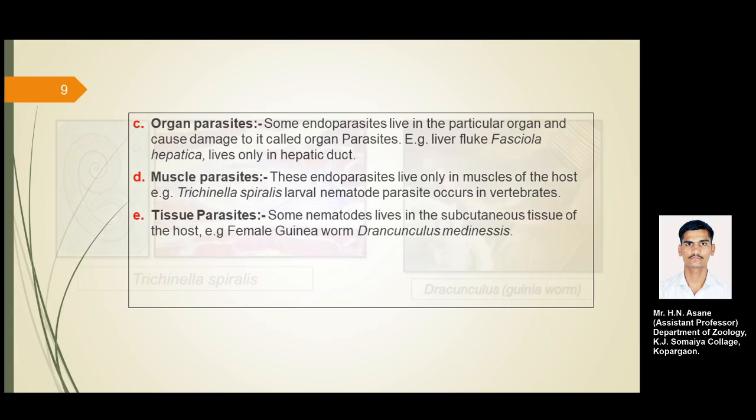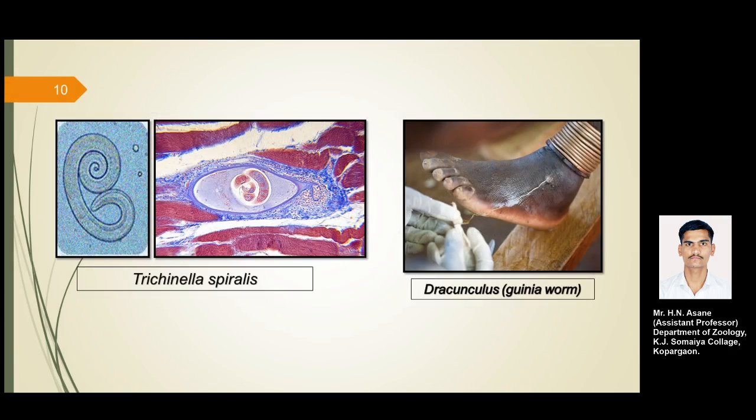So these are some pictures. In the first picture you are going to see the coiled structure of this Trichinella spiralis, and the second picture is very well stained. You can see the Trichinella spiralis occurring in between the muscle cells, and the peripheral cells are the muscle tissues.